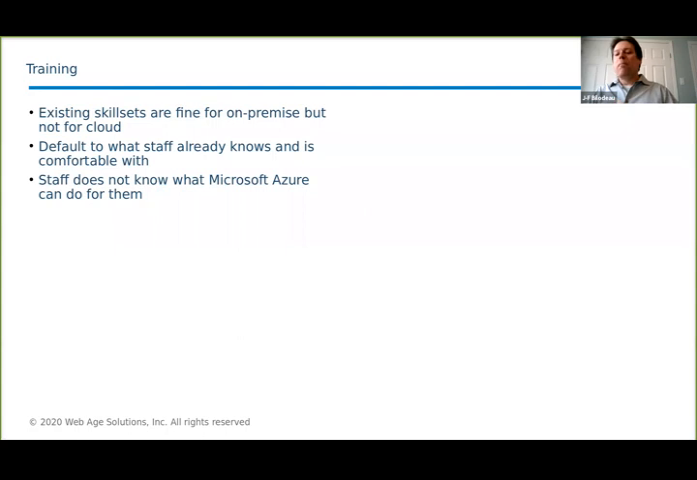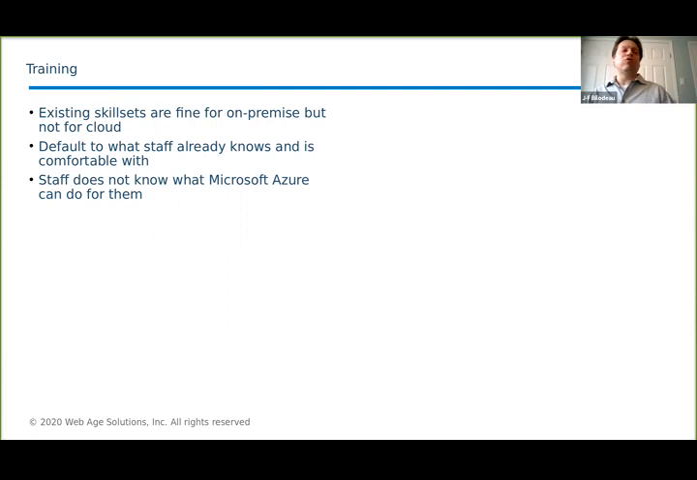When we migrate to the cloud, it's not just a question of learning how to transition application A to the cloud. That's easy, but we're not cloud enabling the application. So recognize that we need to relearn our capability. Also very important, and as a manager, I need to be cognizant of that: default to what staff already knows and is comfortable with.